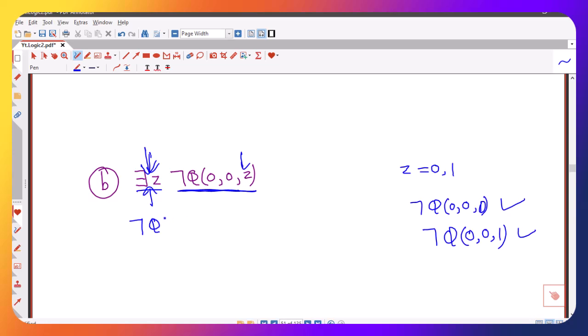We will write negation of q of 0, 0, 0 for z equal to 0, or negation of q of 0, 0, 1, that is for z equal to 1. So whenever we have an existential quantifier, this statement is true for some value of z, so it can be true for z equal to 0 or it can be true for z equal to 1. It is not required that it is true for all values of z. So whenever we have this OR type situation, we use disjunction.